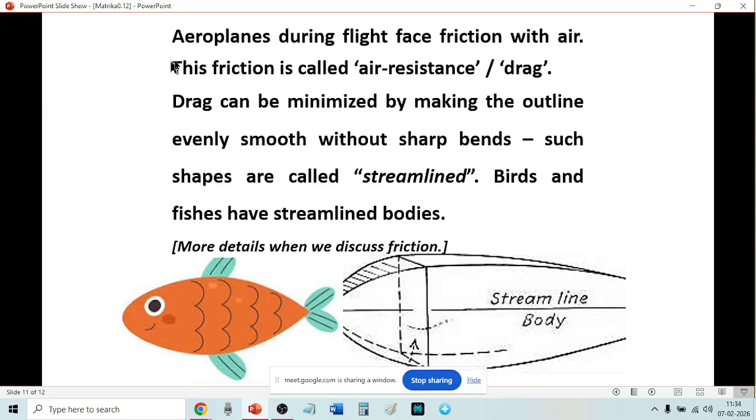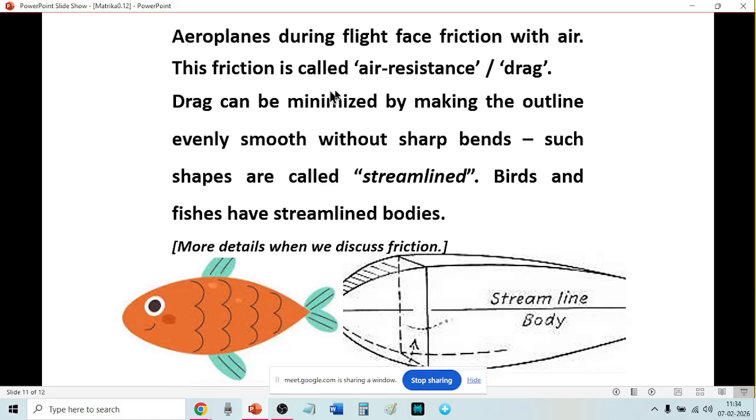Now aeroplanes, during flight, will face friction with air. Air is there, so air will rub it. So air friction. Just like you have friction on the ground, air will also give friction. So aeroplanes flying will have friction. A fish swimming in water will have friction with water. An aeroplane is flying, friction with air.